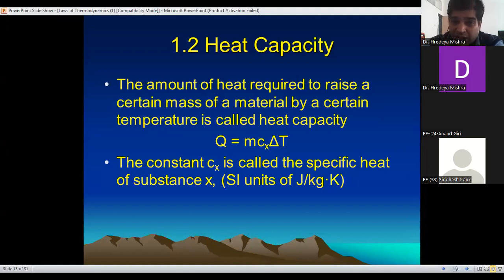That is, the heat capacity of a system: Q equals m c_x delta T, where c_x is the constant called the specific heat of substance X. Okay, and you know delta T is the temperature difference, and Q is the heat transfer.